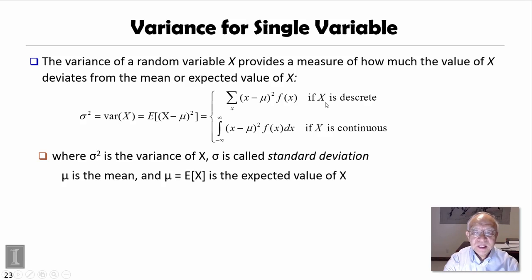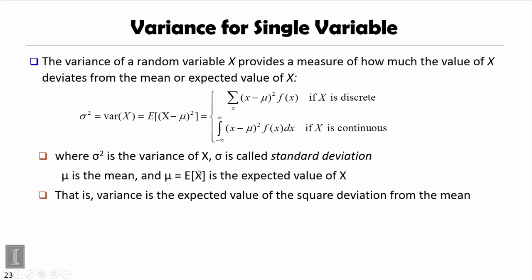Then if x is a discrete variable, the formula is written like this. We use the sum of this function. This function is x's deviation from mu, the mean value, squared, times the density function of x. If x is a continuous variable, we take the integral where the range is from minus infinity to infinity. To that extent, we say variance is the expected value of the squared deviation from the mean.